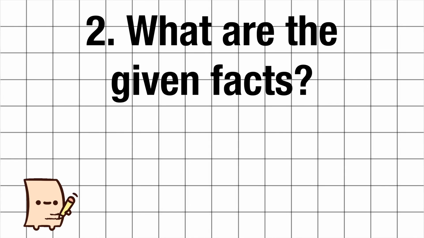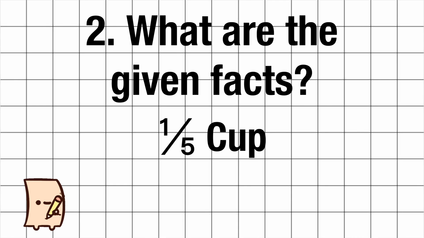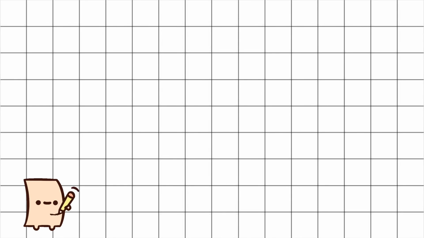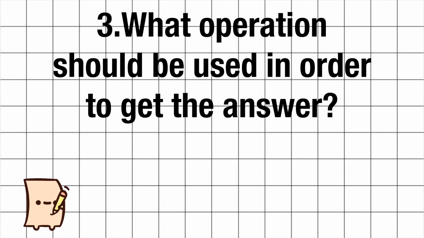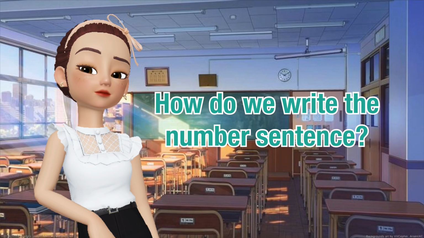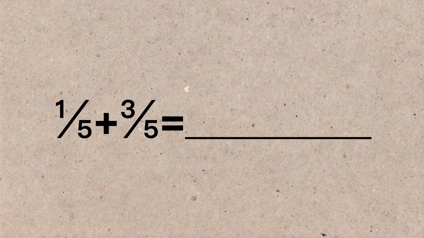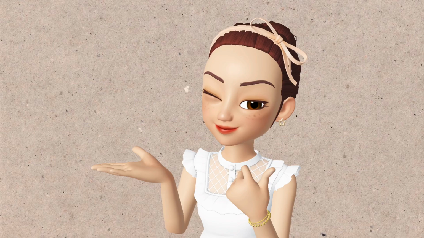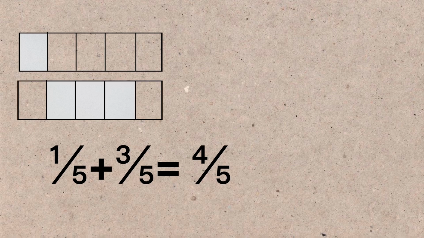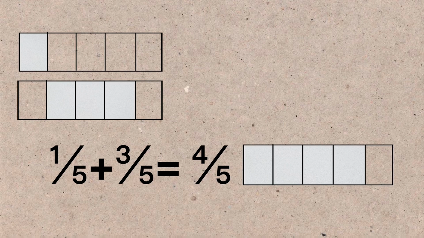Next, what are the given facts? Right, 1/5 cup and 3/5 cup. Then, what operation must be used in order to get the answer? Right, addition. Now, how do we write the number sentence? Okay, 1/5 plus 3/5 equals blank. To find the sum of 1/5 and 3/5, consider these models. 1/5 plus 3/5 equals 4/5.